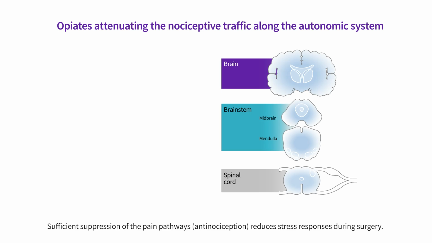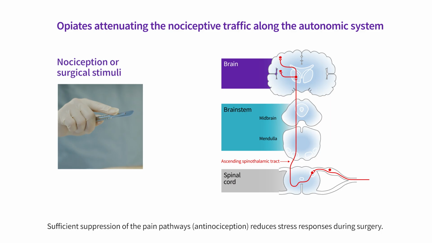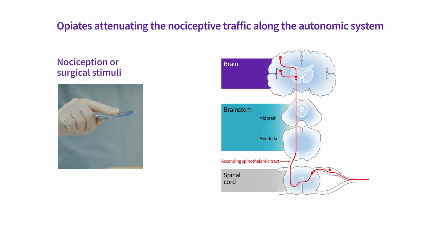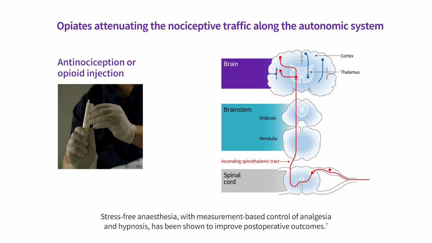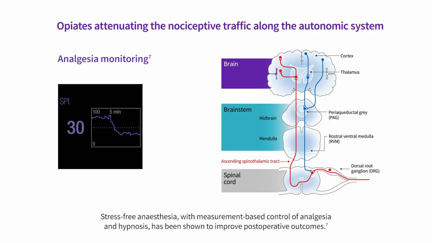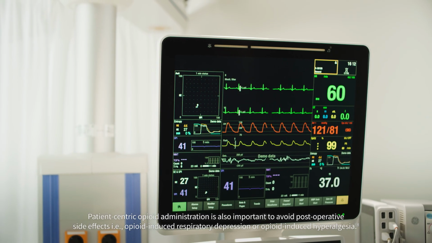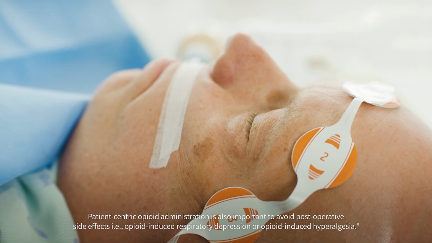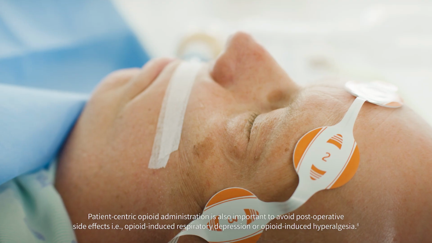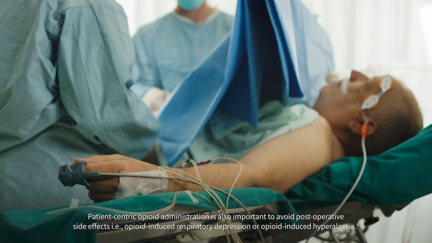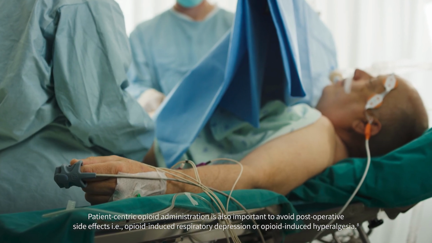Sufficient suppression of the pain pathways, or antinociception, reduces stress responses during surgery. Stress-free anesthesia with measurement-based control of analgesia and hypnosis has been shown to improve postoperative outcomes. Patient-centric opioid administration is also important to avoid post-operative side effects, for example, opioid-induced respiratory depression or opioid-induced hyperalgesia.